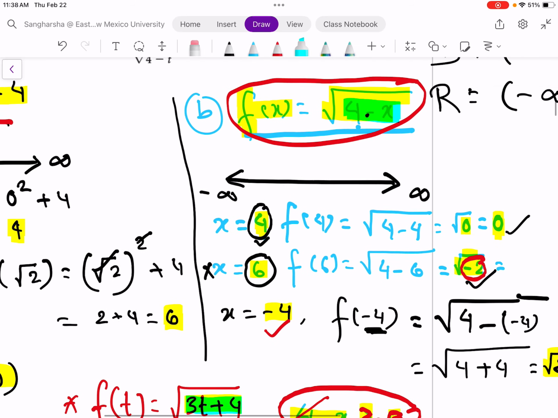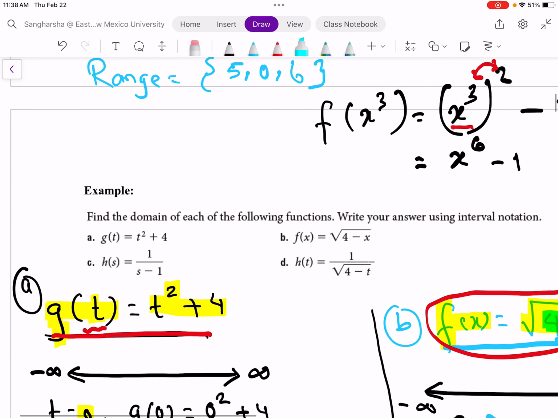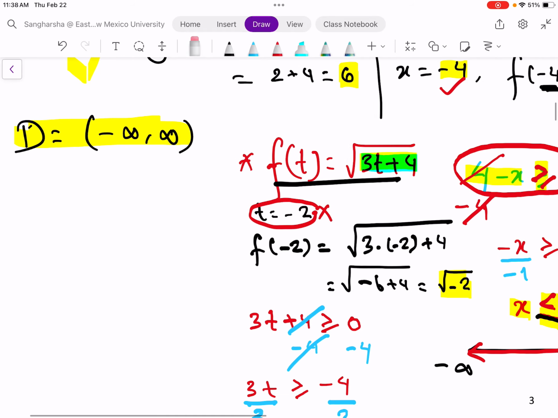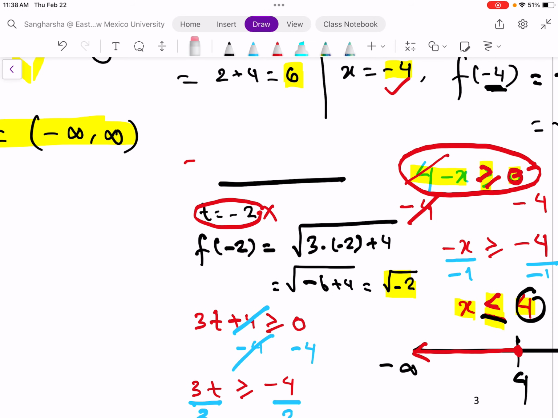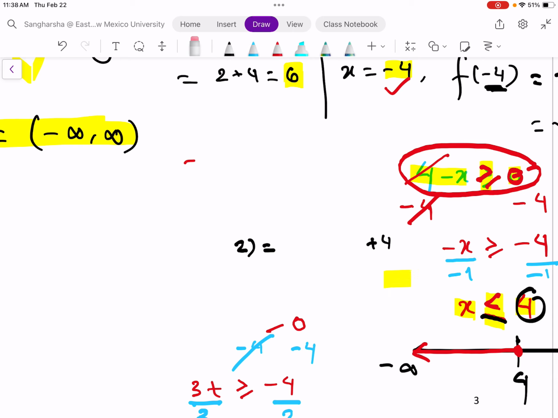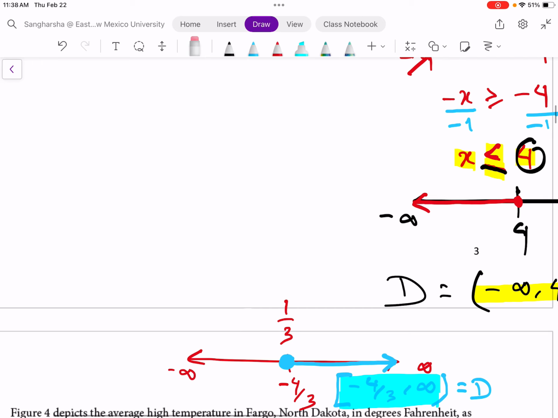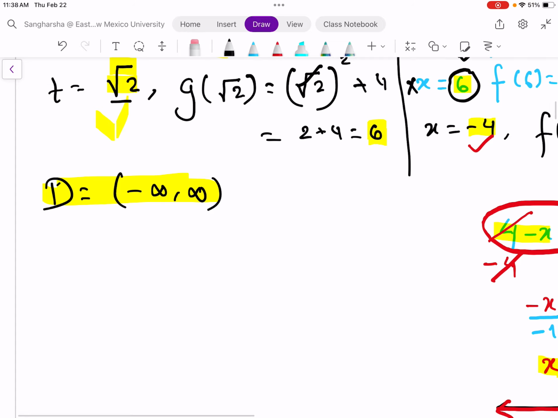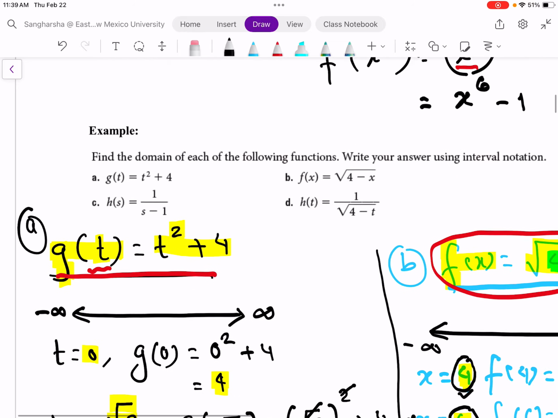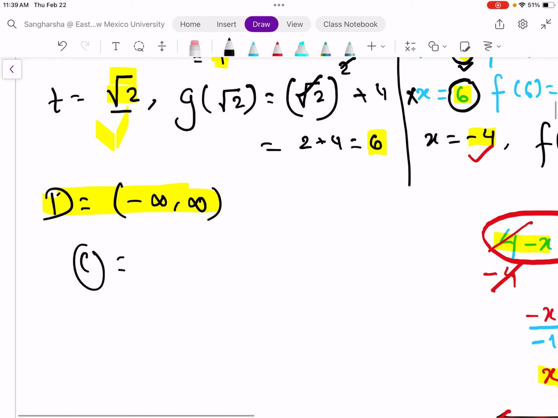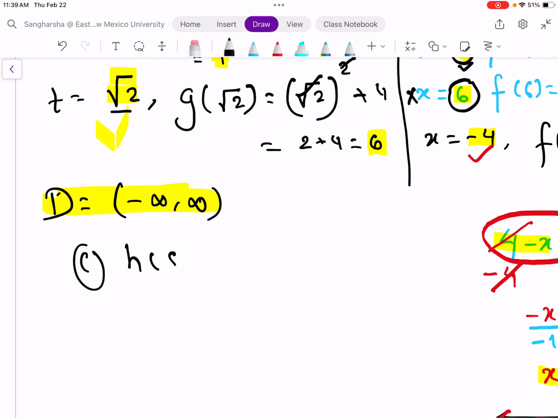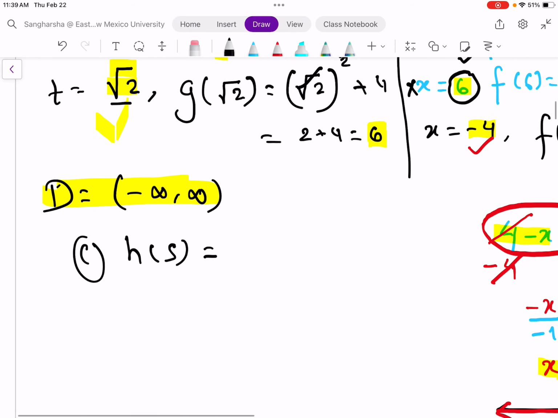The next one we have is number C. Let me erase this part here. What kind of function is number C? Can you try to name it? So our C is h of s equals 1 over s minus 1.